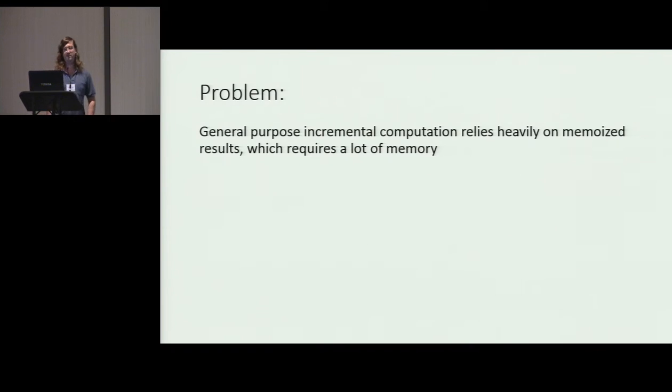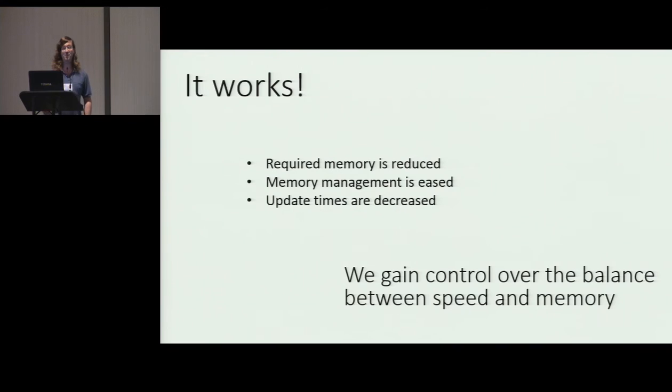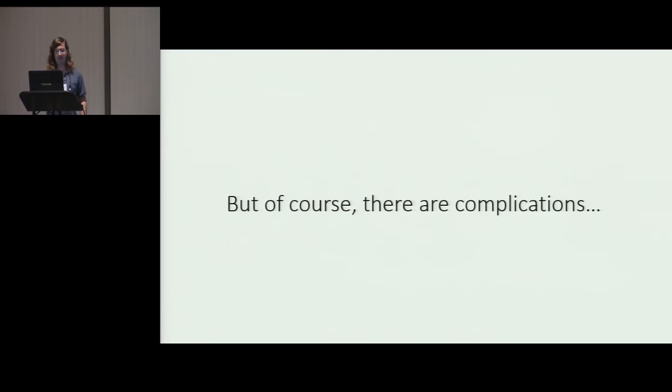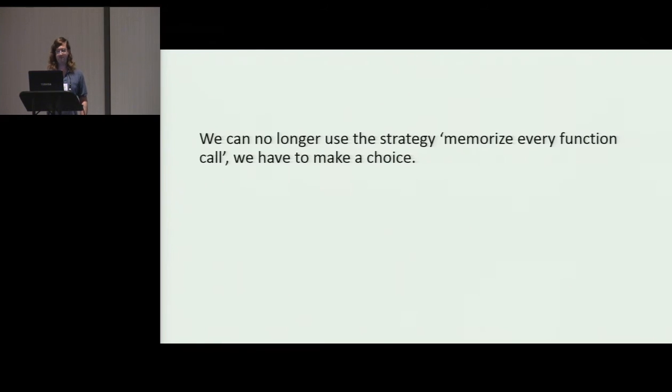So really the problem here is that general purpose incremental computation requires a lot of memory, and we'd like to fix that. So the solution is just memoize fewer results. And that does work. You get less memory usage, less time to manage it, so you have better update times, and you get some control over this balance. But of course, there are some complications. Mainly, we can't use a strategy that's just memoize everything at every point. And we have to make the choice, and that choice is going to come with some difficulties.